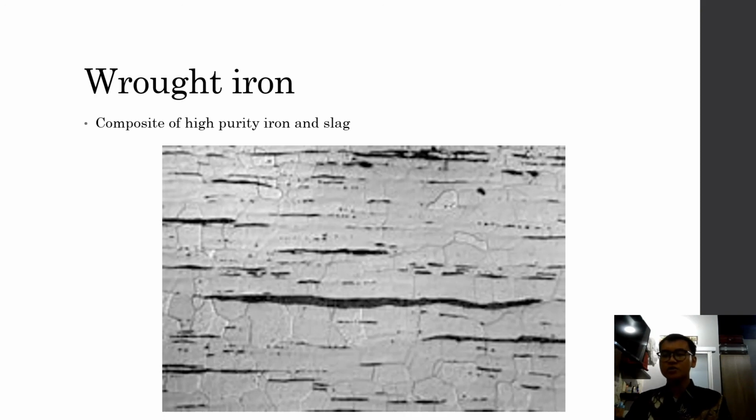The mechanical properties of wrought iron are essentially those of pure iron. However, due to the presence of fibrous slag, the tensile strength and ductility are greater in a longitudinal or rolling direction than in a transverse direction.